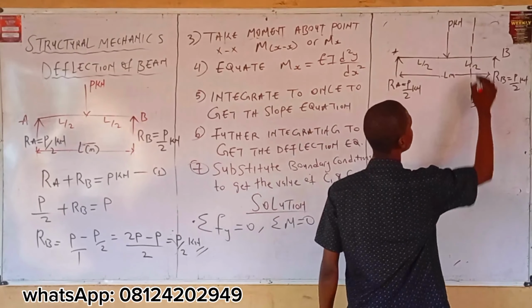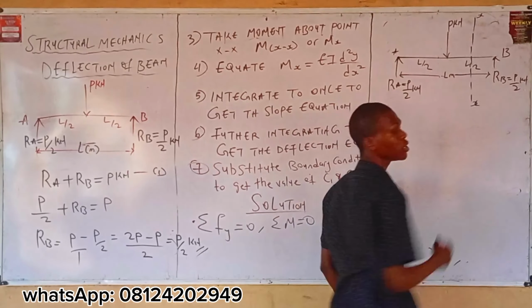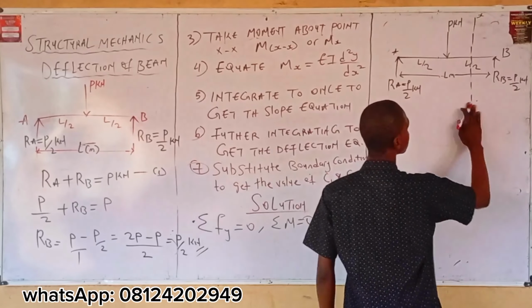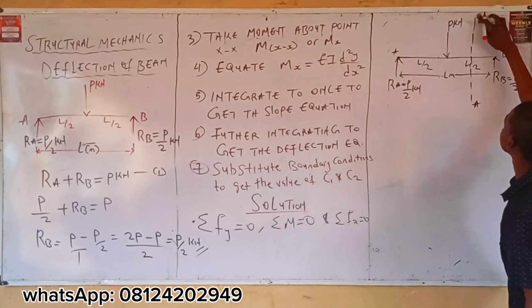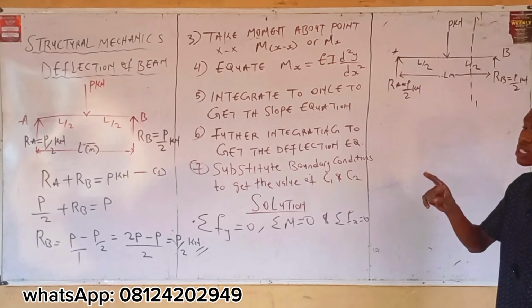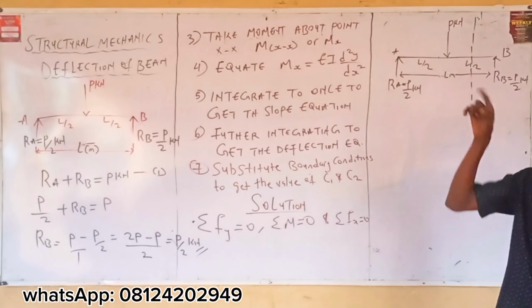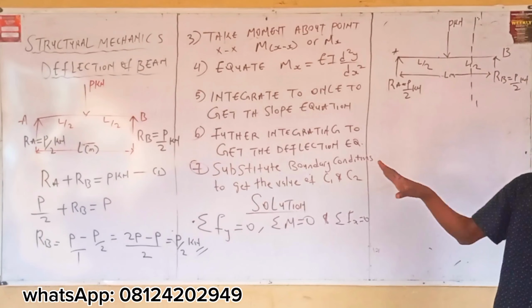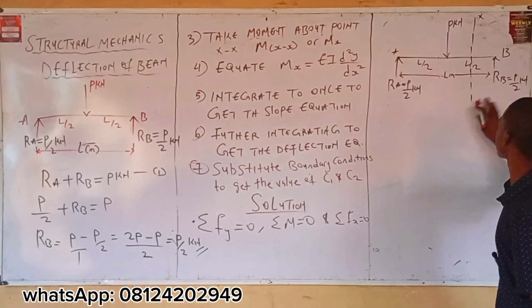So you are sectioning at this, which is section XX. Mind you, you might use another letter. You might say AA, or anything. You can use 1. But we've said that our step 2 says to section the beam XX at a distance x from the left hand support. So we are using XX.